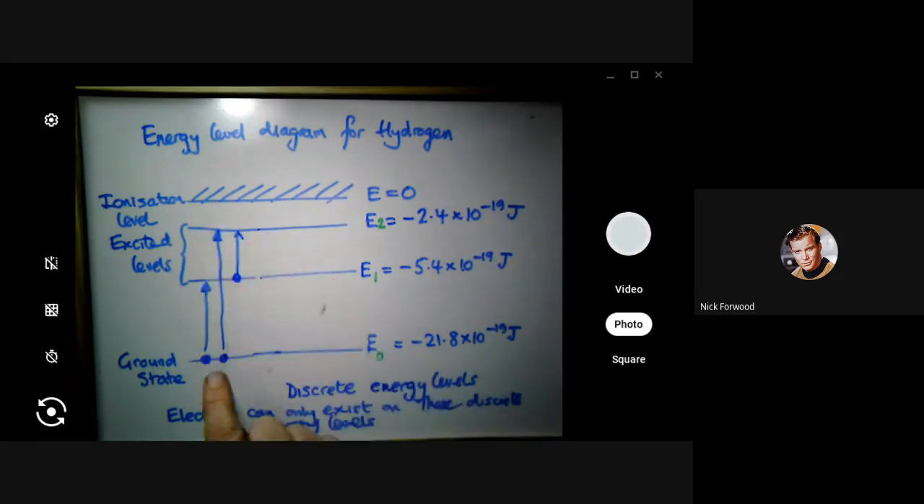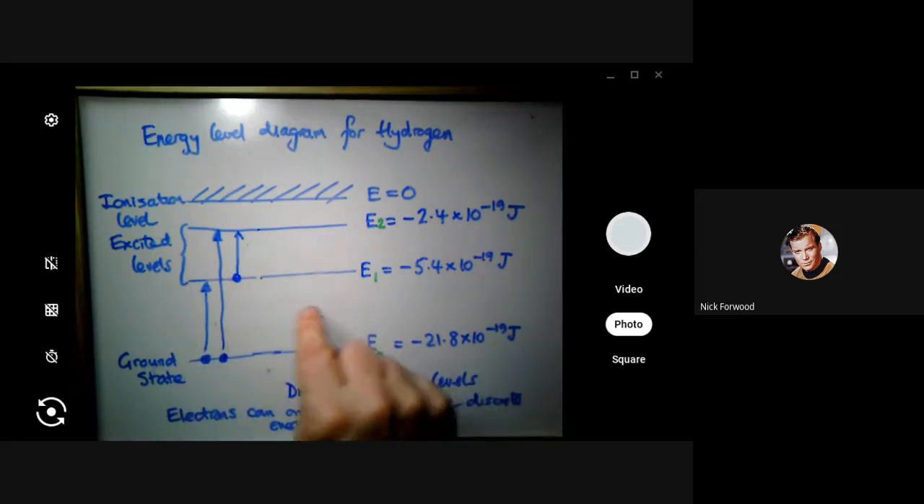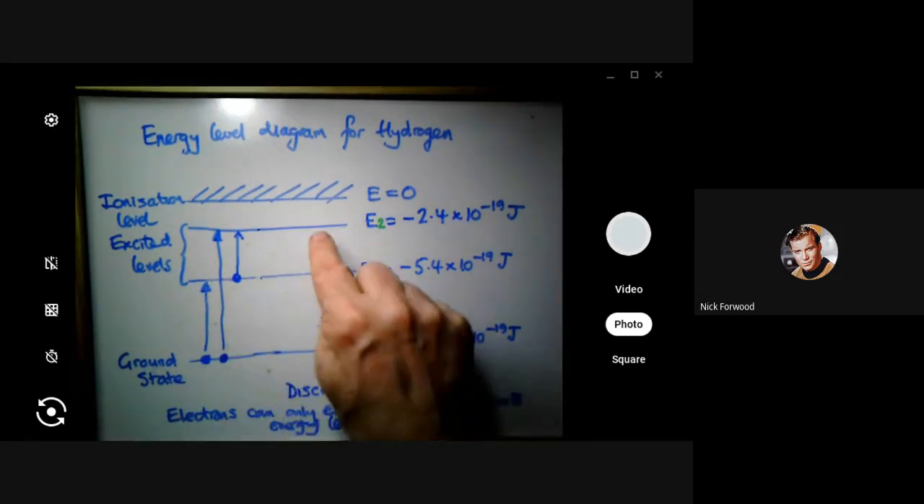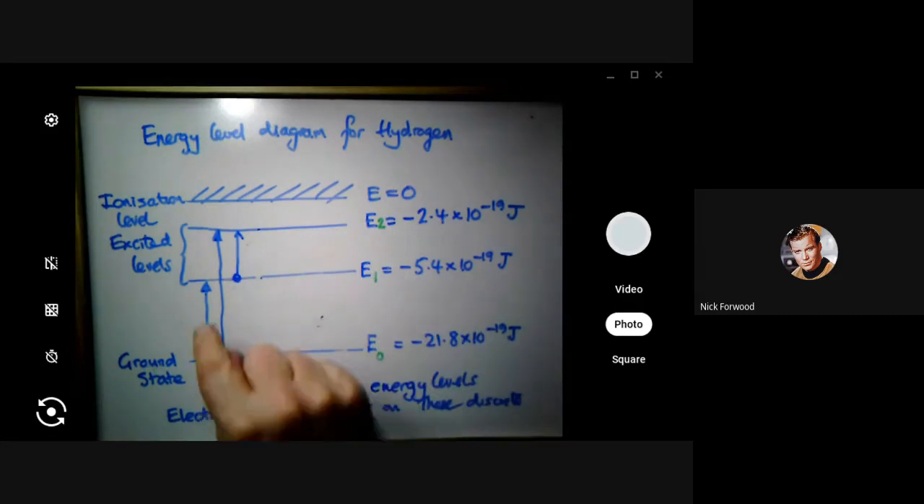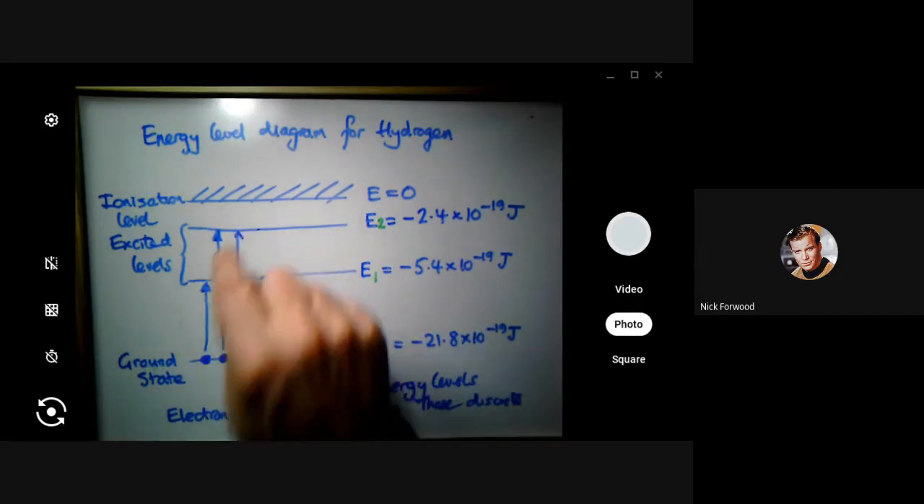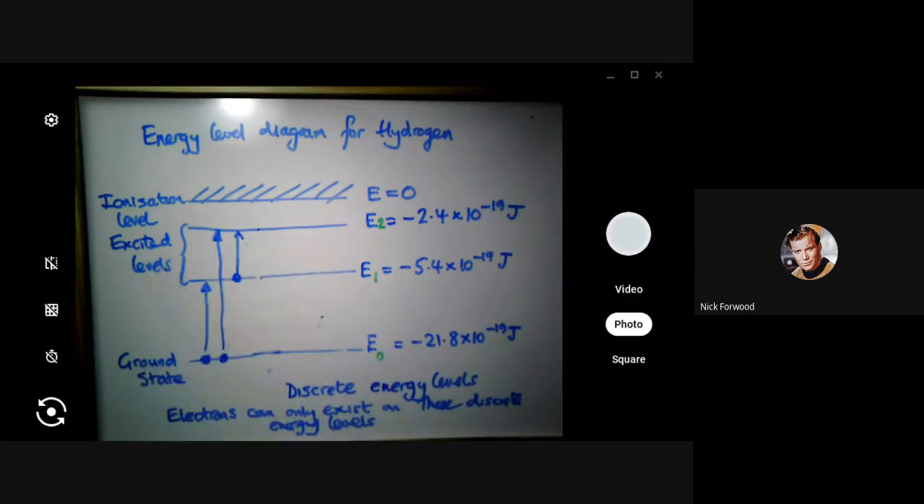So there's only one way it can go from this one to this one, only one route, and that's it. But to get to that next level, it can do it in 2 bits. It can go there first, and then it can go there, or it can take the big jump.